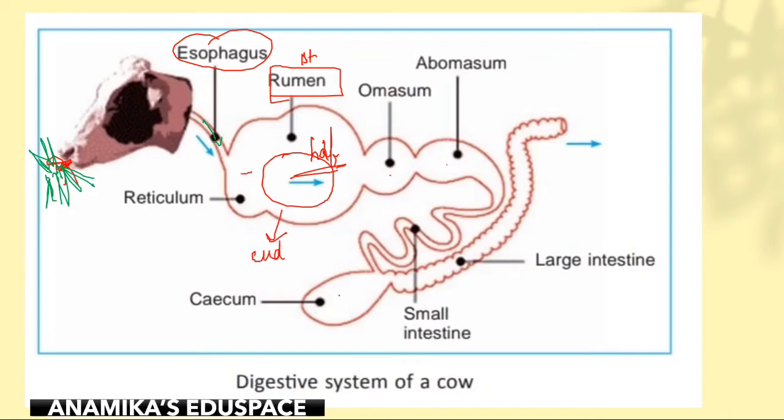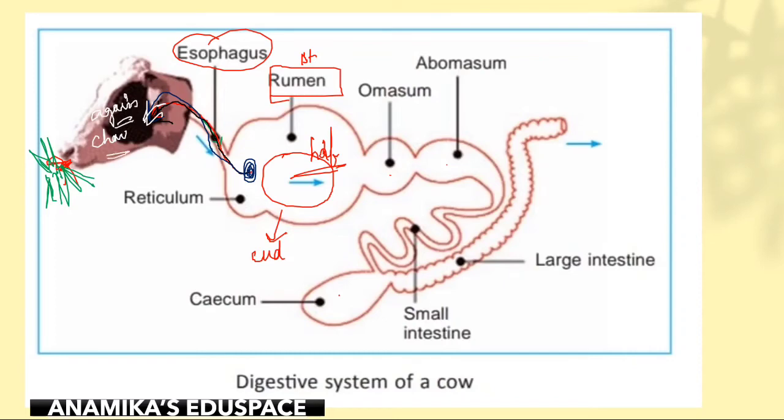Now the cud is brought back to the mouth. Again we are bringing the cud after the digestion. The cow is bringing it back. It has the capability of bringing the food particles back to the mouth. Clear? Now once it is brought back to the mouth, the cow is again chewing the food. So what is the cow doing? Again it is chewing the food.